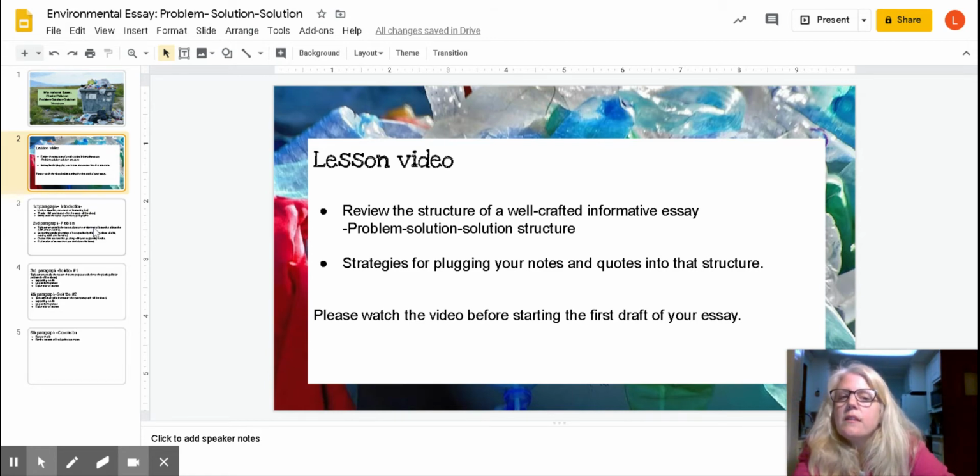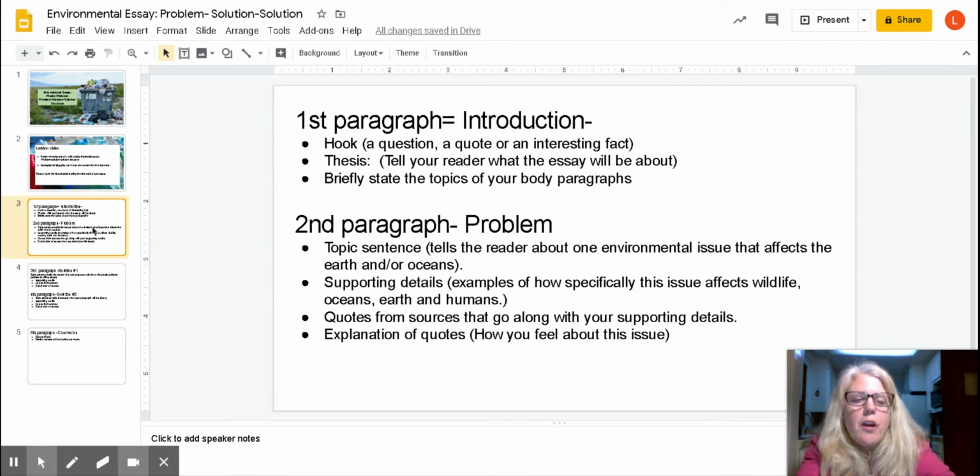Okay. So your first paragraph is your introduction. You're going to be doing a hook, just like we've done on previous essays. So you can use a question, or you can use a quote, or you can use an interesting fact. Just anything to hook your reader in so that they are interested and they don't want to turn away from your essay. Then you're going to be introducing your thesis statement.